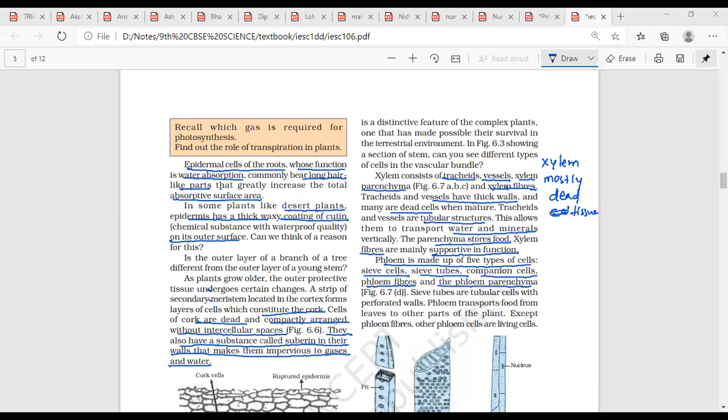And on the phloem side, transport of food in phloem requires energy in the form of ATP.